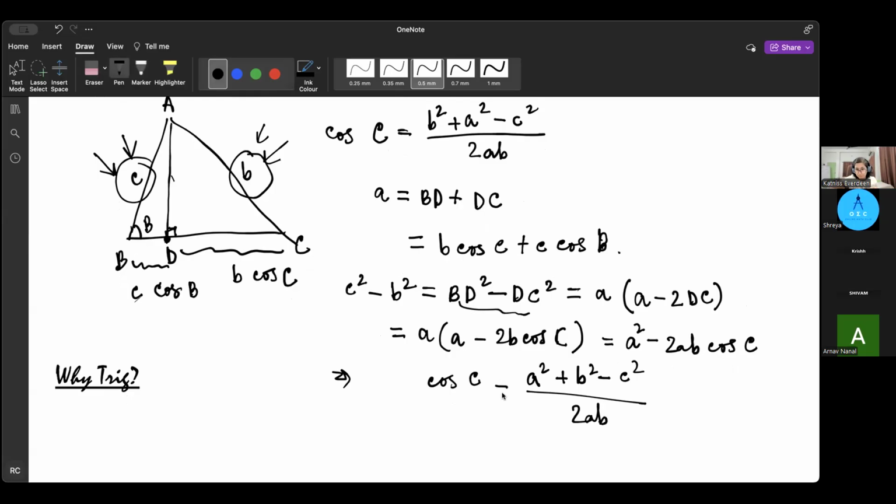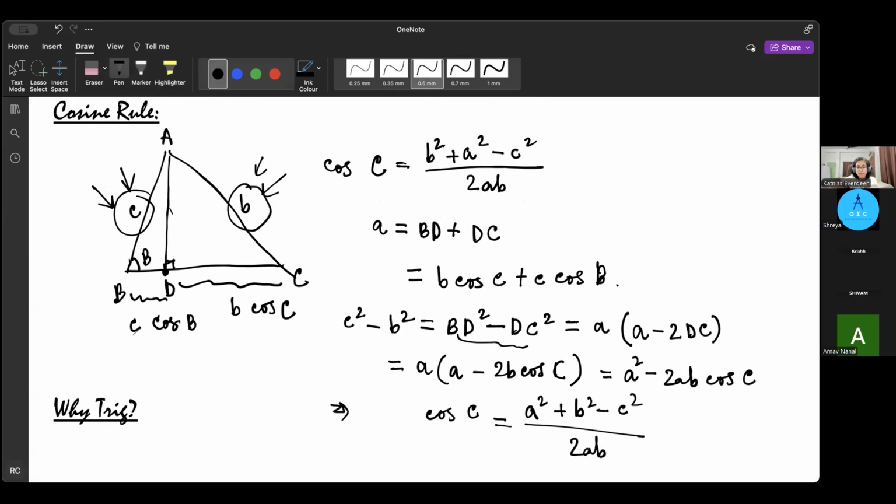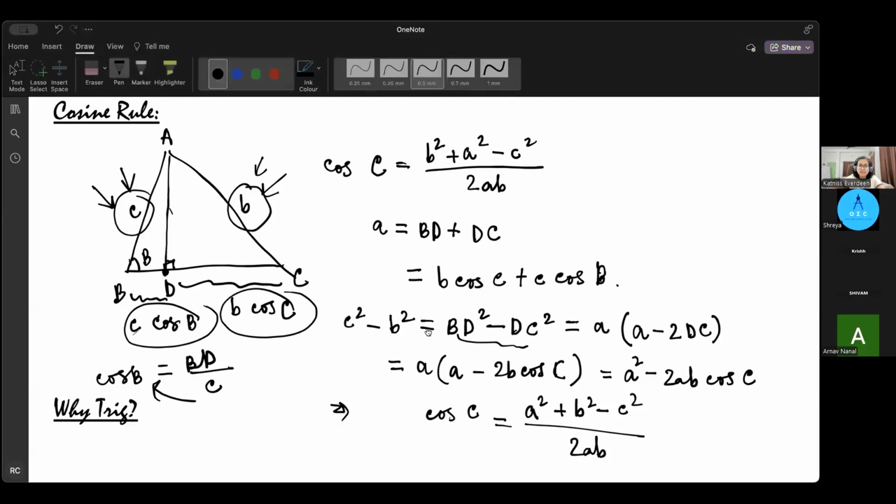Yes, but is there any proof in which we don't consider the formula before? Like we directly originate the formula. Okay, we are not using the cosine rule here before. We are just using that cos of an angle is base by hypotenuse. So here cos B is just BD by C, and from that we get that BD is c cos B. So essentially we are not using the formula of the cosine rule here before. This is not a cyclic proof. So yeah, this is one approach, and you can find other proofs of the cosine rule using just Pythagoras.